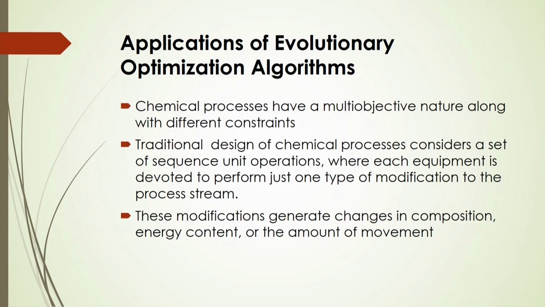So, let us go back to some extent to the optimization algorithms, where we have discussed the different types of algorithms for optimization of single or multi objective nature of chemical engineering processes. In that case, the evolutionary optimization algorithm is one of the important algorithms by which you can analyze multi objective chemical processes with different constraints.